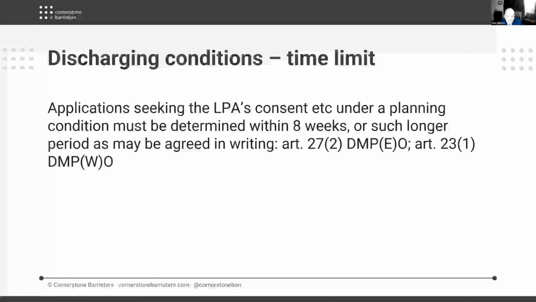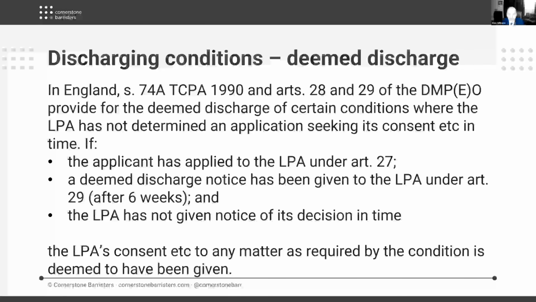Applications to discharge conditions must be determined within the statutory 8 weeks, which is set out in each of the English and Welsh Development Management Procedure Orders. It's open to a developer and the LPA to agree a longer time period in writing. And that, of course, begs the question, what happens if the LPA doesn't determine the application within the relevant time limits? And on that, I shall pass back over to Robin.